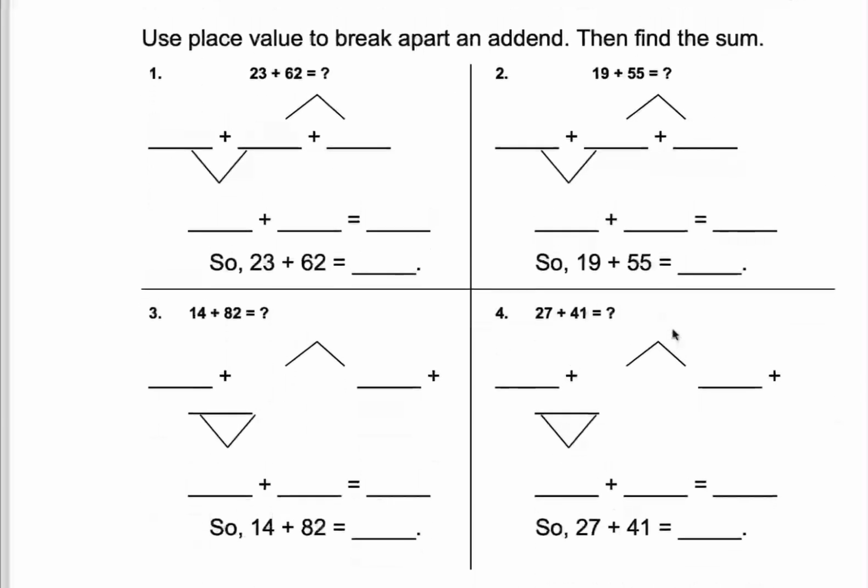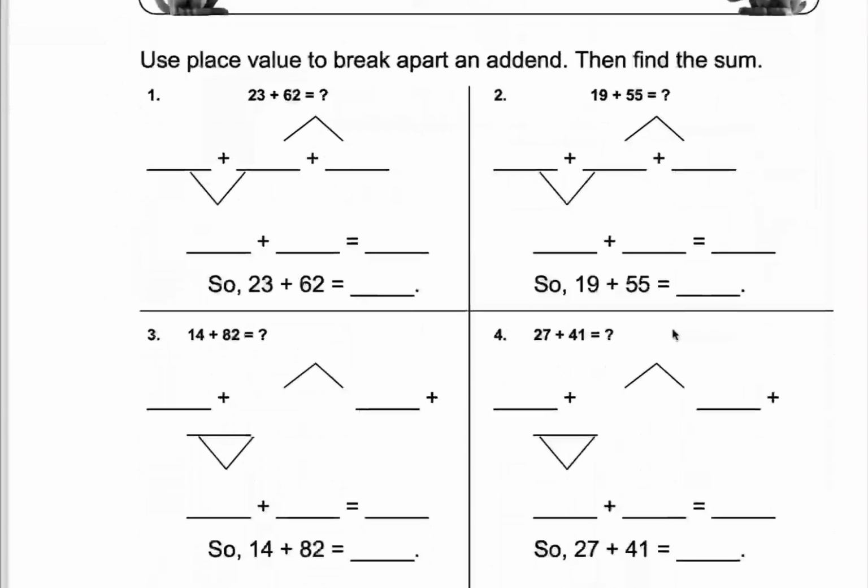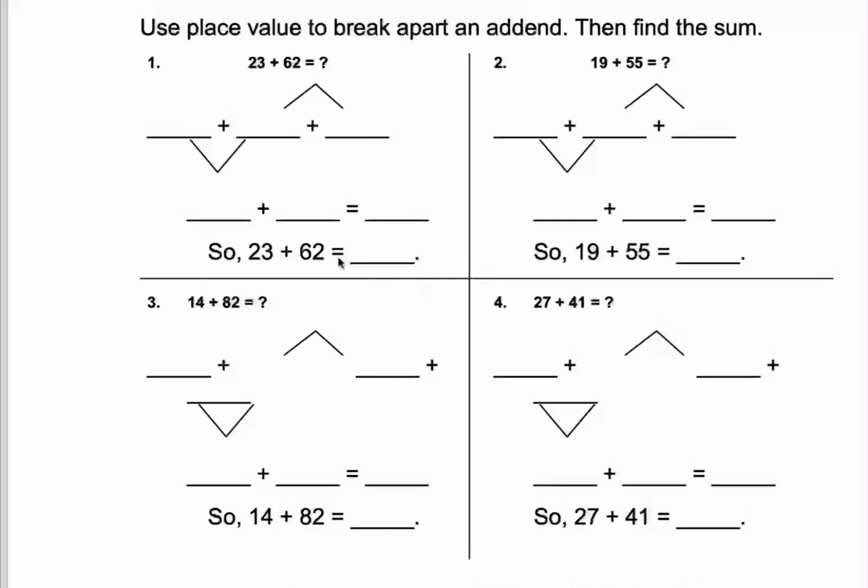Here for this lesson, we are doing another strategy. We will write the 23 as it is. This 23 is here. And we break the 62 to be 60 plus 2. Then add 23 plus 60. 23 plus 60 equals, help me my heroes, what is 23 plus 60?